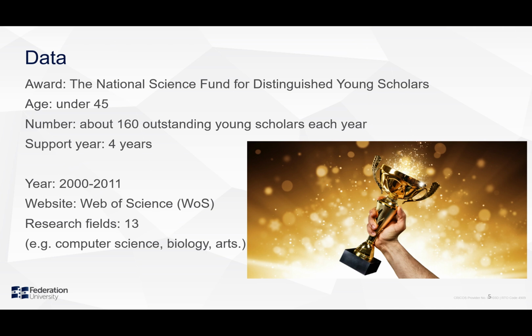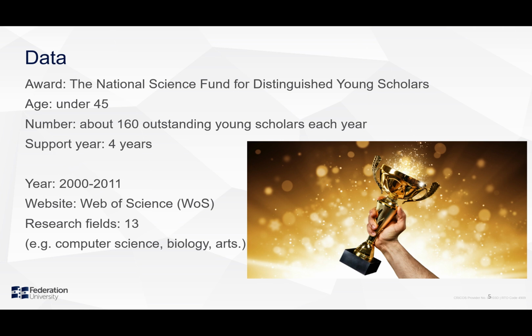Okay, this paper chose the award named the National Science Fund for Distinguished Young Scholars. This award is set by the Chinese government, and all applicants should be under 45. The award will support about 160 outstanding young scholars each year, and the support period is about 4 years. So this means all projects should be finished in 4 years.